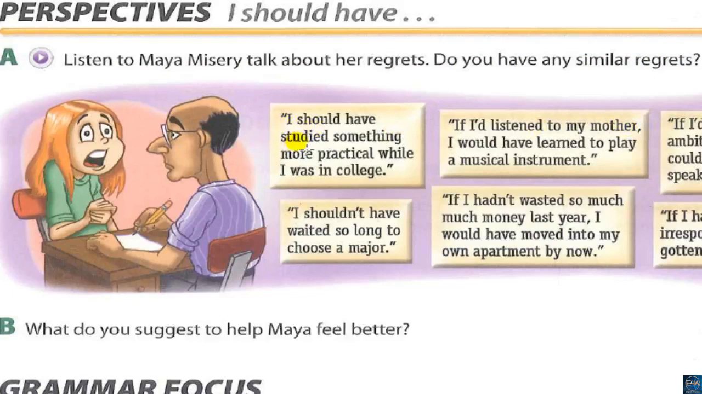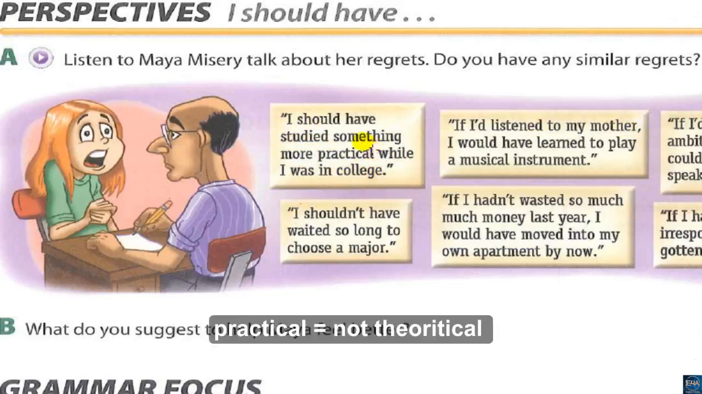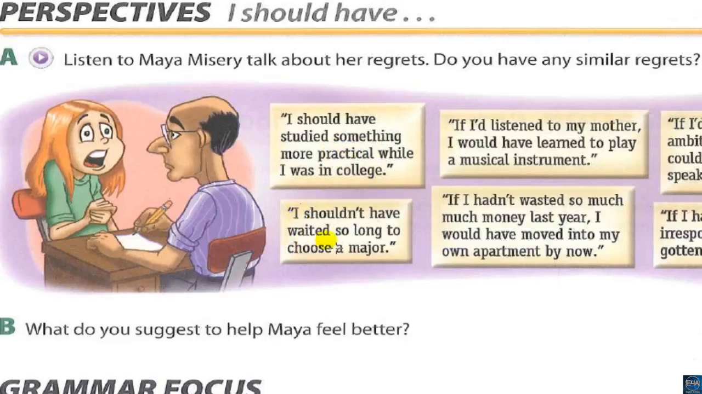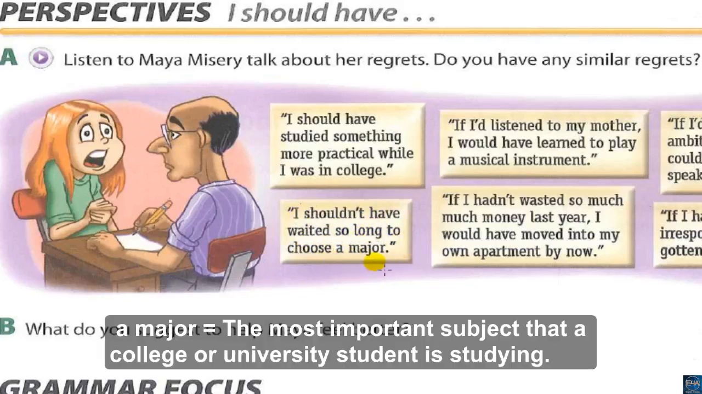Example, I should have studied something more practical while I was in college. While I was in university, I should have studied something practical, effective, not theoretical. I shouldn't have waited so long to choose a major. What's a major? A major is a subject that a student is studying in university or college. This is a major.